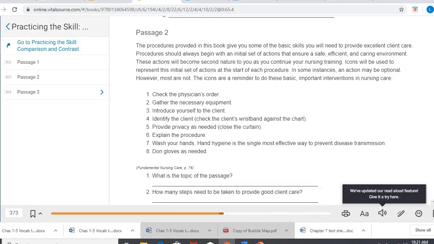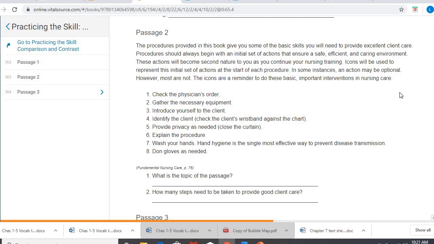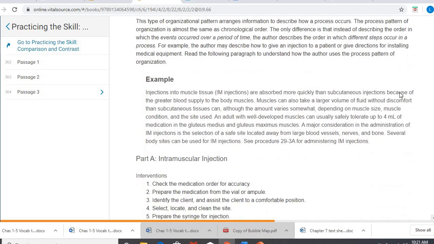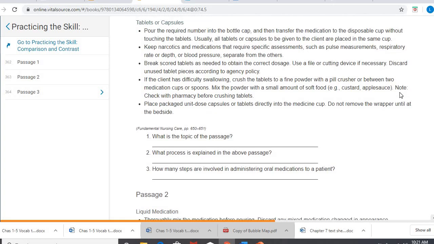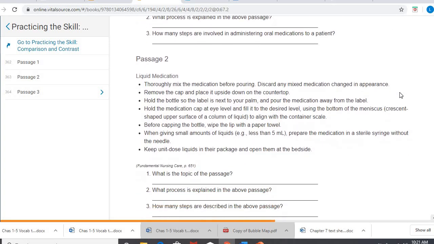All right, we're winding down here. We're going to now go to page 377. So again, I'm going to scroll down a little bit, and it's going to start with passage 2, liquid medication. So if you take a look at that passage, to me, again, it looks like I am being told how to do something. Thoroughly mix the medication, remove the cap, hold the bottle. I am definitely being led through a process to how to do something.